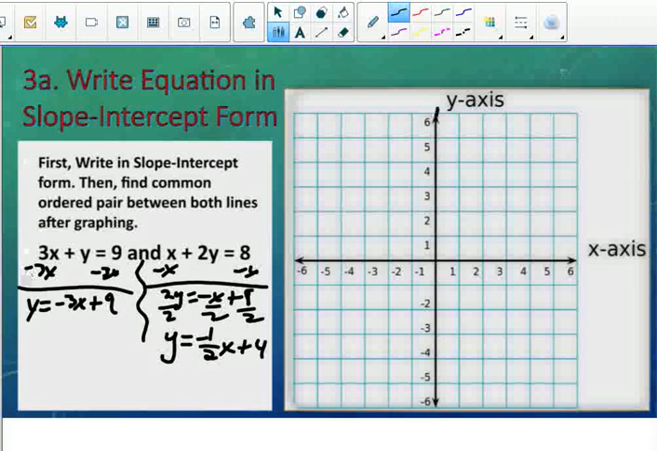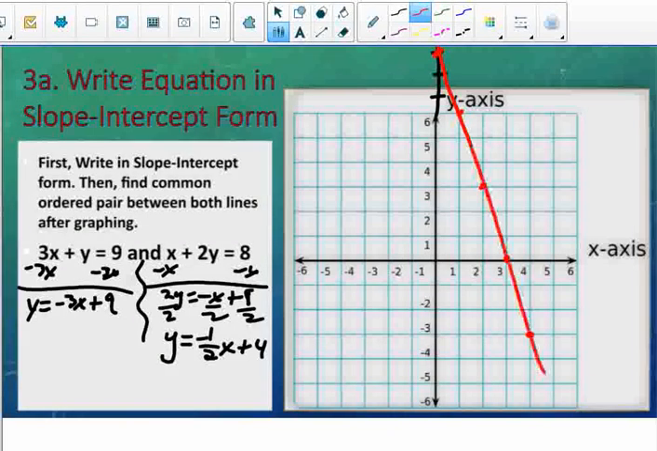I'll need to extend this one because I've got to go to positive 9. So this would be 7, 8, 9. Put a point at 9. Negative 3 is a slope, so down 3, 1, 2, 3 to the right 1. Down 3 to the right 1. Down 3 to the right 1. I'll go down 3 more to the right 1. So there's my line. Just connect my points.